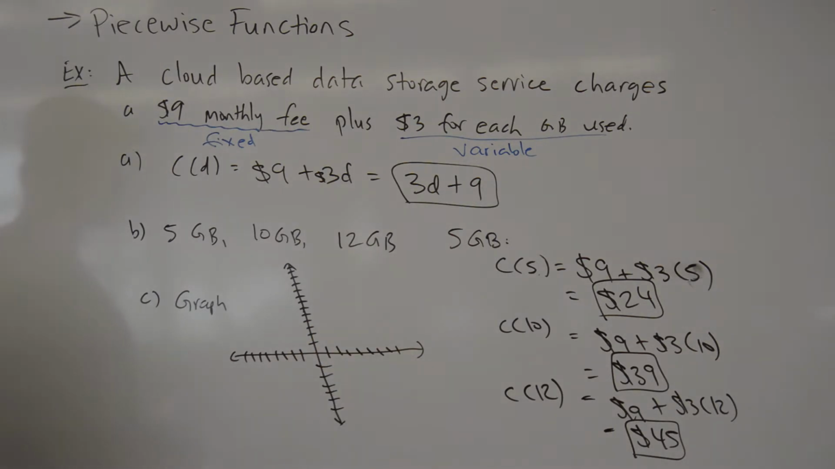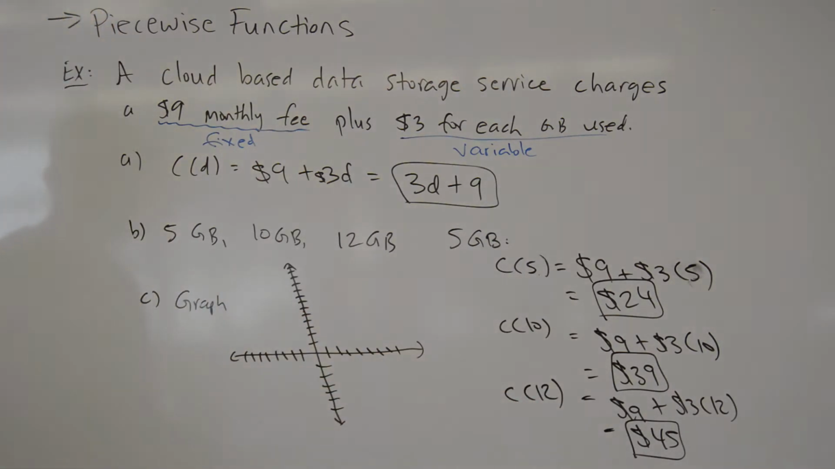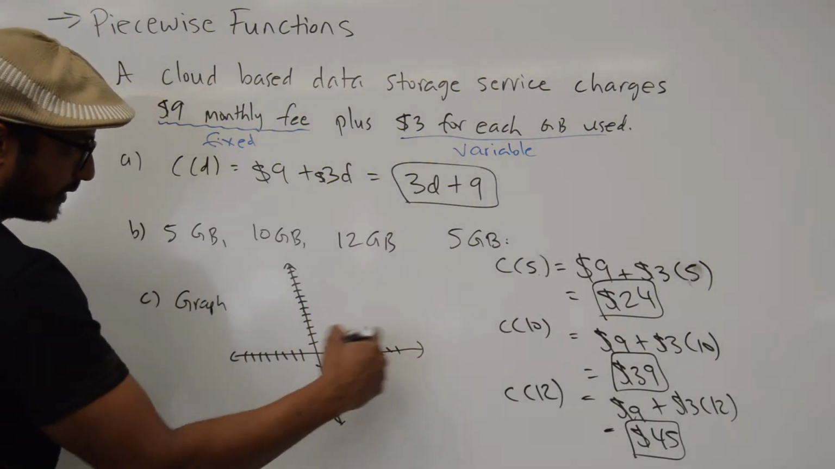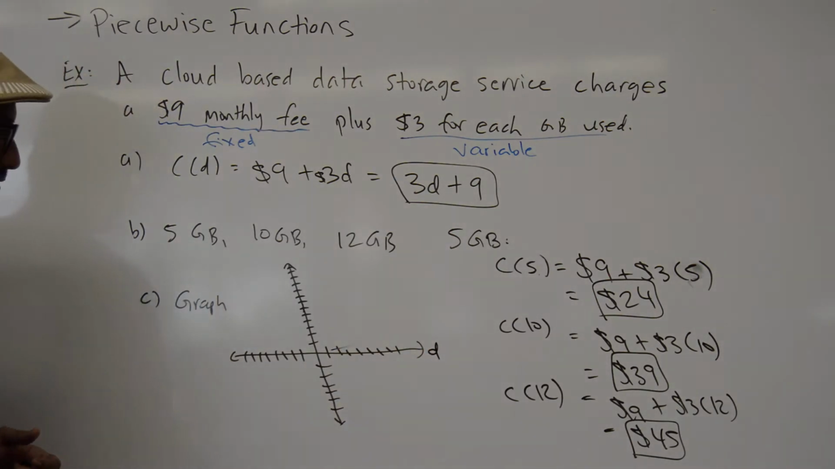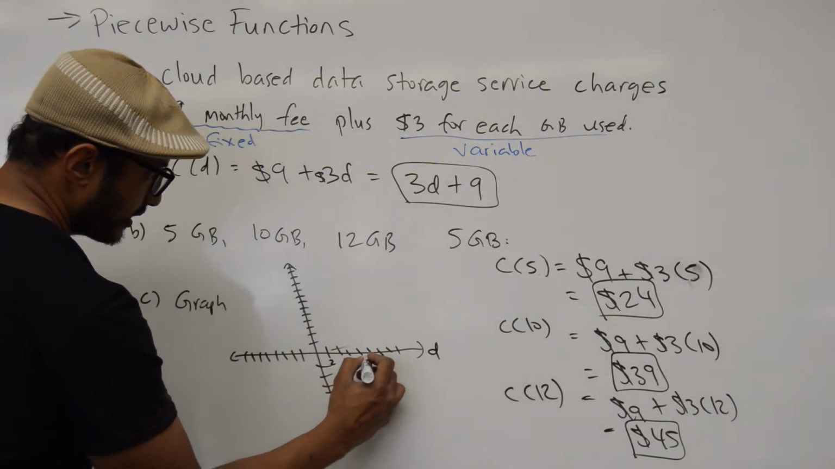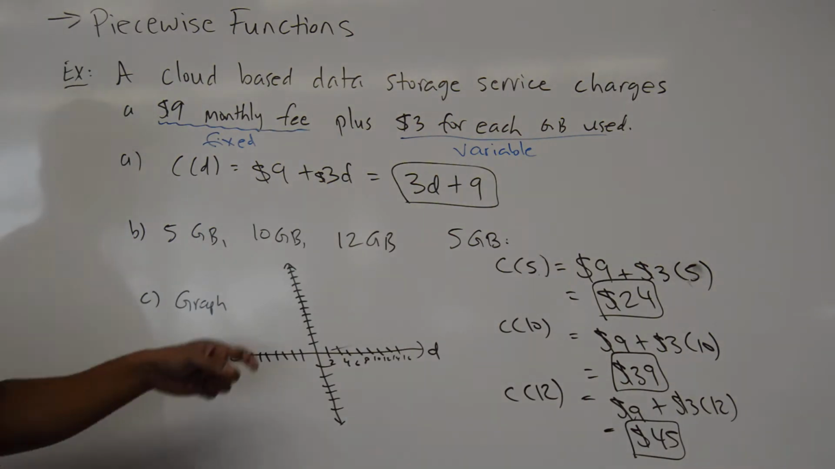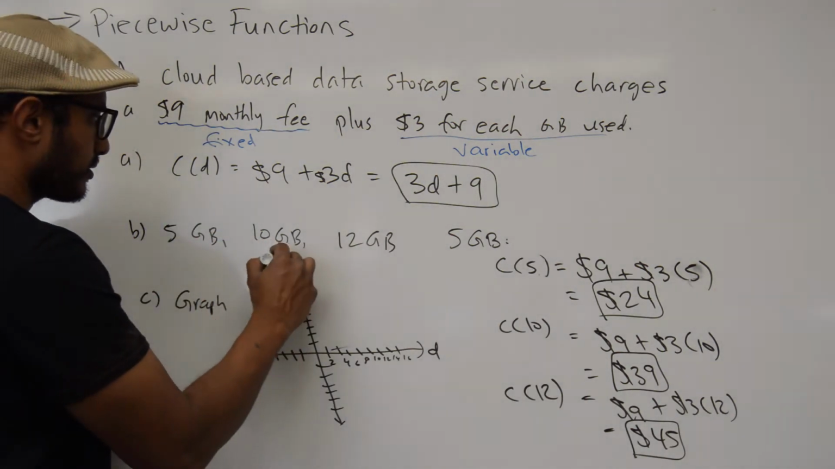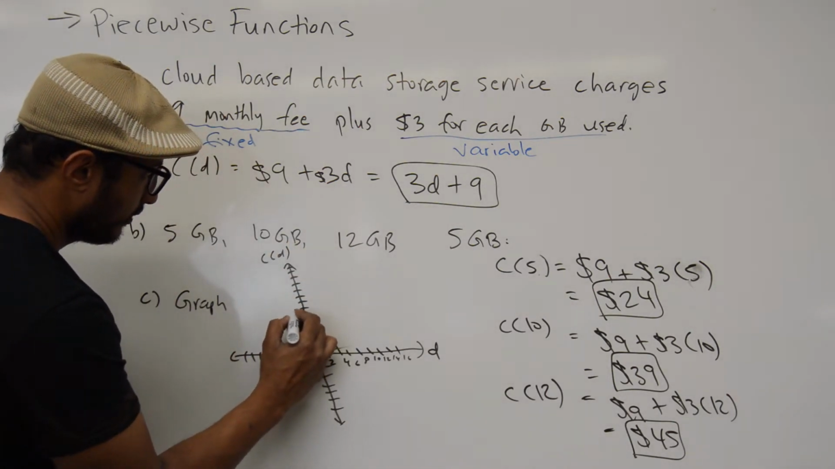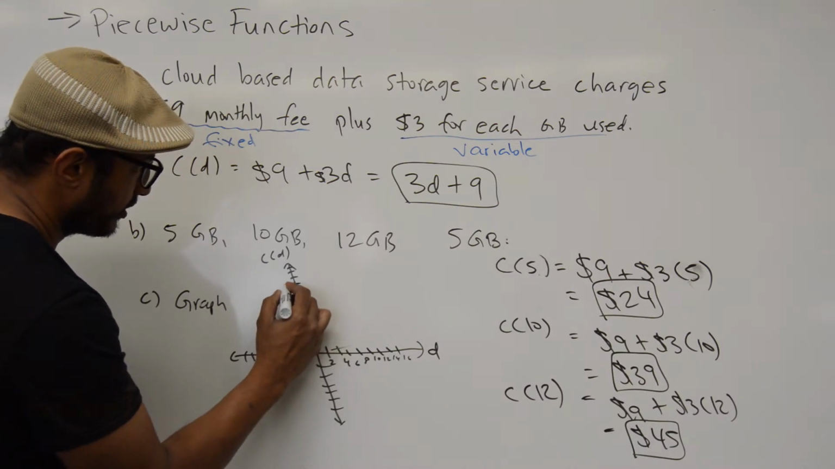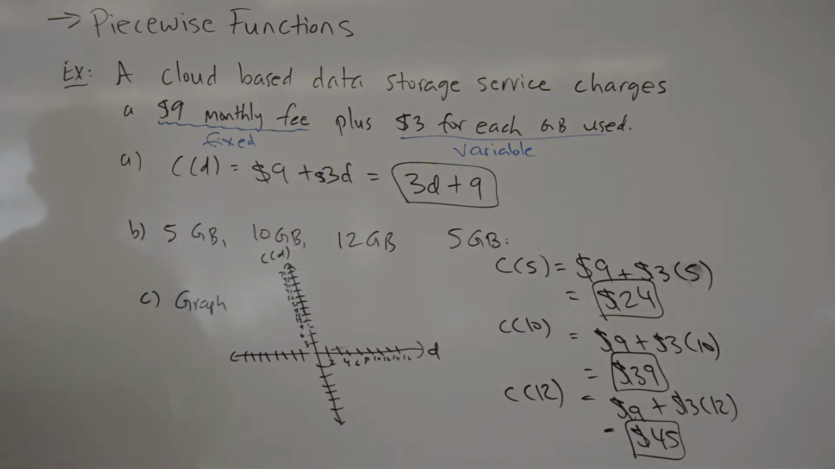Now, part C says sketch a graph of what this looks like. Because our numbers are fairly large, here on this axis I'm going to go by 2s. So the D-axis, that's how many gigabytes are used, is going to be 2, 4, 6, 8, 10, 12, 14, 16. And then on the Y-axis, this represents the cost. I'm going to go by 3s. So this is 3, 6, 9, 12, 15, 18, 21, 24, 27, 30, 33, 36, etc. And we're just sketching, so this is not that big of a deal.